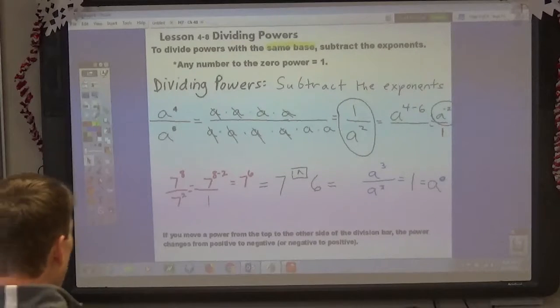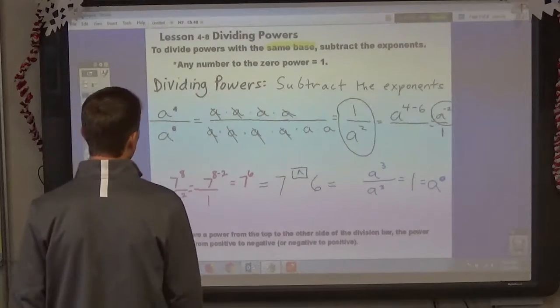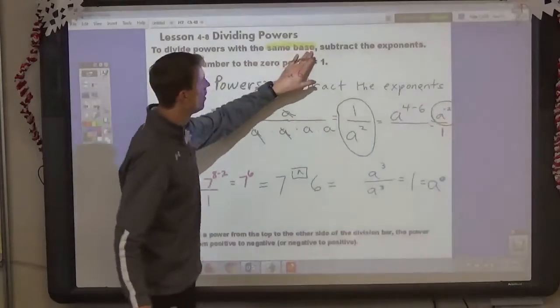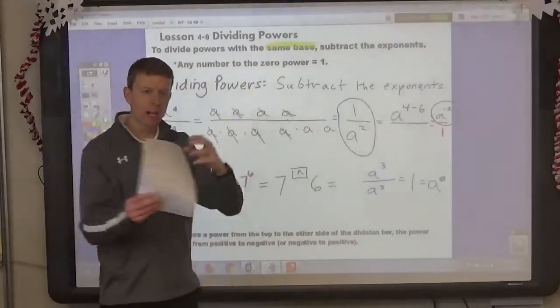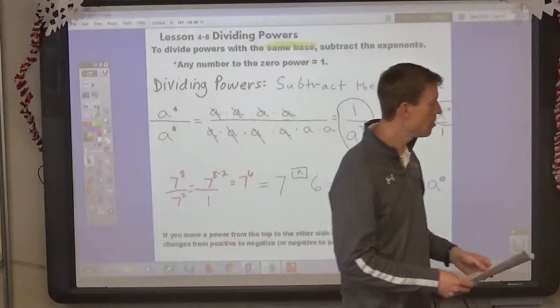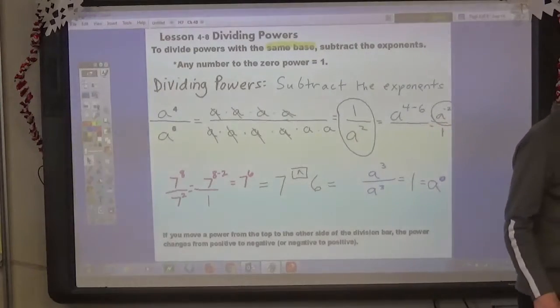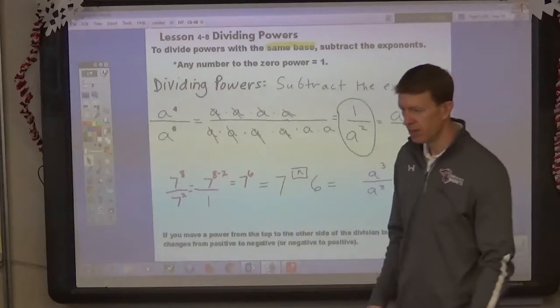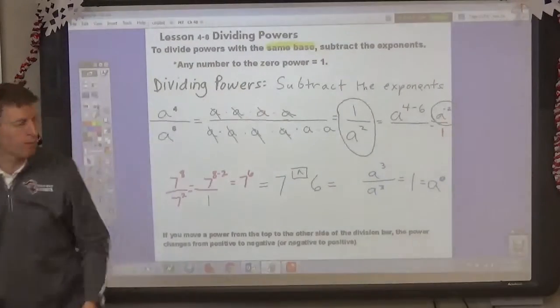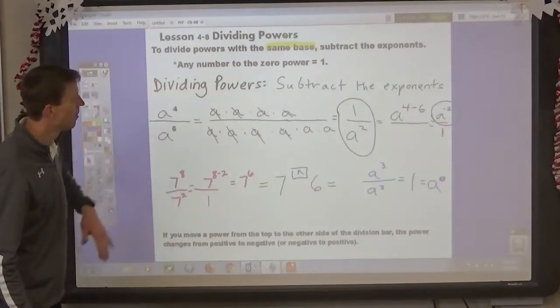Talked about multiplying powers with the same base. And if you're multiplying powers, you're putting them together, that means you're adding the exponents to get the answer. Okay? Today, we're going to talk about dividing powers.